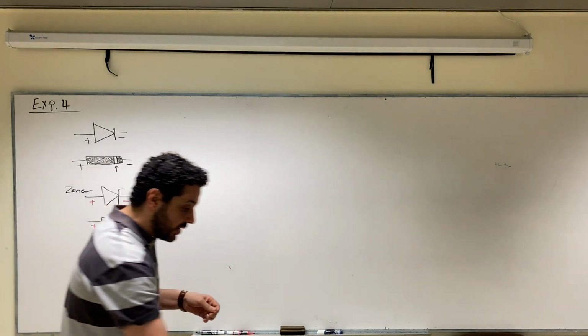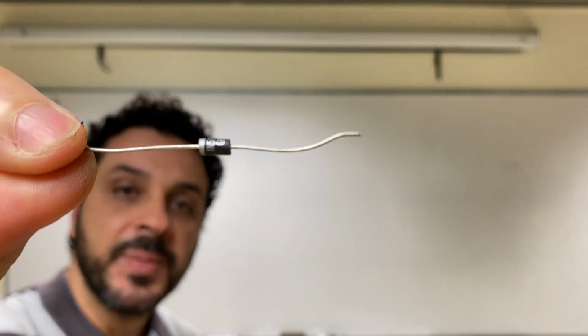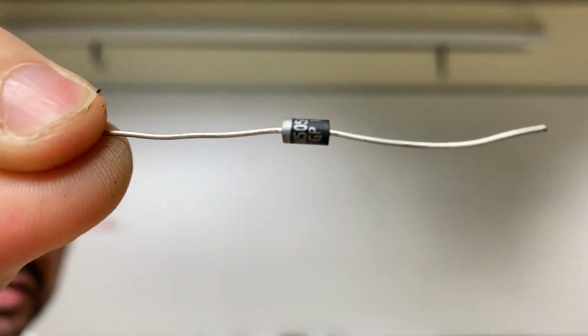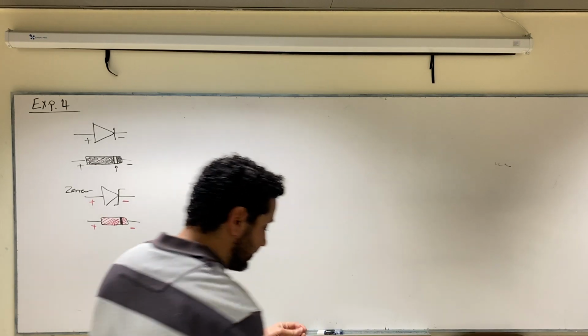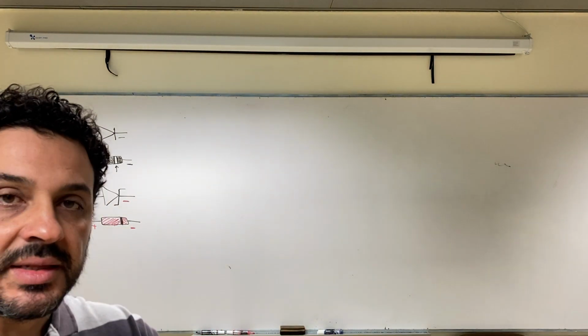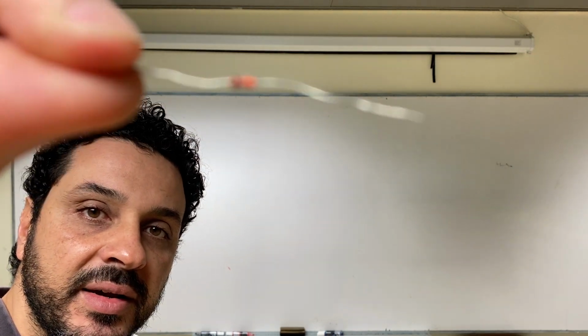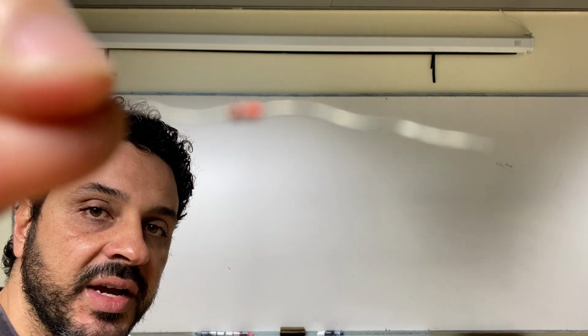So the regular diode looks like this. Hopefully you see it. It's a black cylinder with a silver line towards the negative terminal, while the Zener diode looks like this. It's a red or golden cylinder with a black line towards the negative terminal.